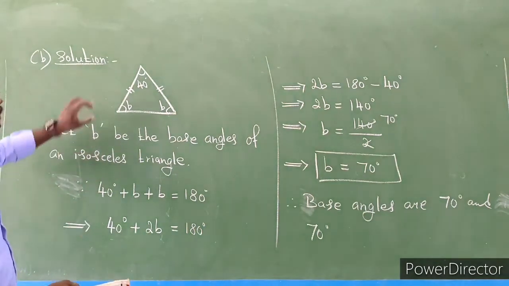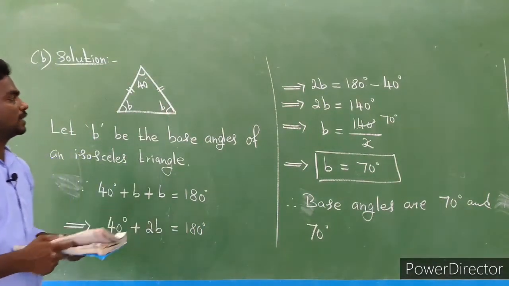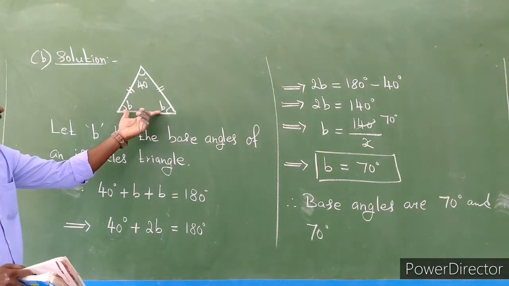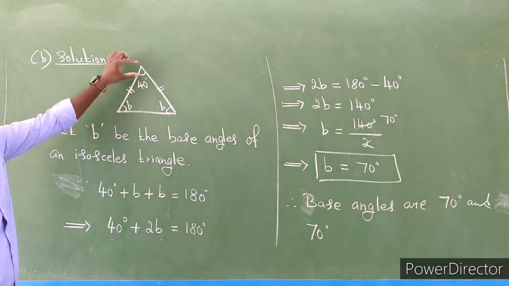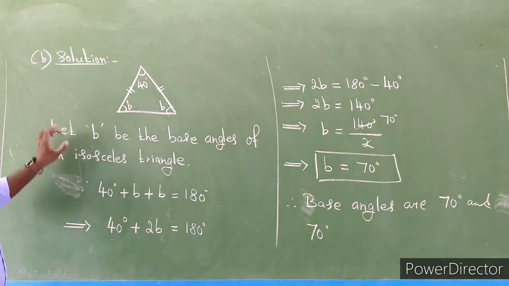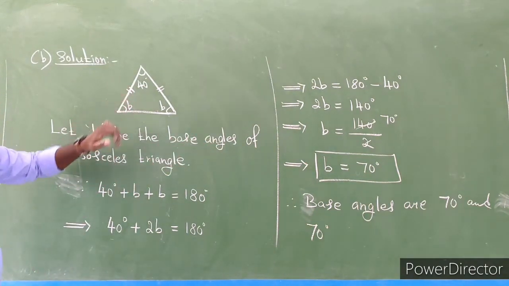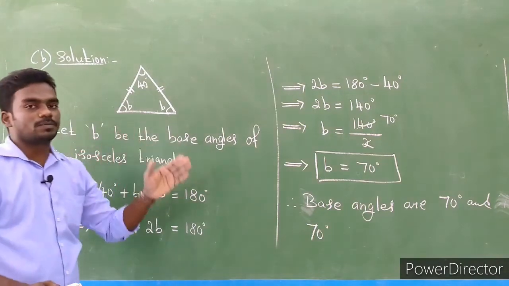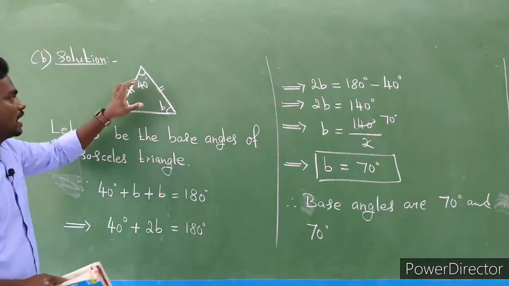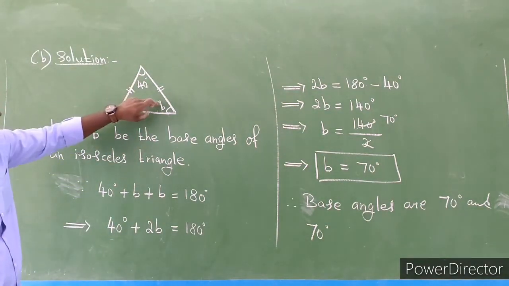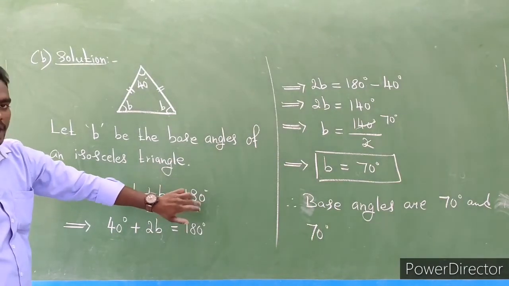How to solve this? Isosceles triangle means any two sides of a triangle are equal in measurement. So this angle B is a base angle. Base angles are equal in measurement in an isosceles triangle. The vertex angle is 40, given. So let B be the base angle of an isosceles triangle. In our angle sum property, the sum of three angles of a triangle is 180 degrees. So we can add three angles, 40 plus B plus B, equal to 180 degrees.